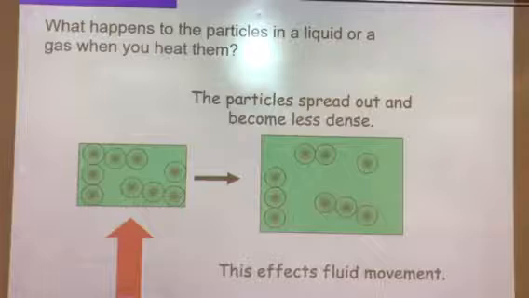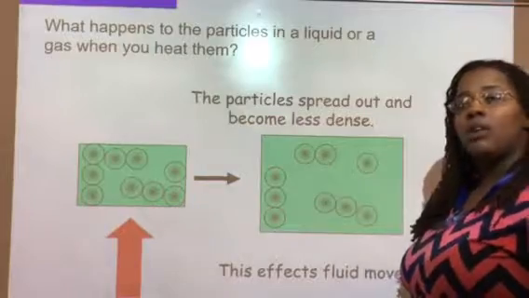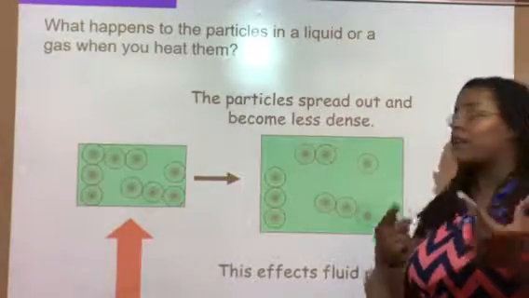Now, the other thing we're going to do is convection. What happens to particles in a liquid or a gas when you heat them up? Well, we have to put our phases back in our mind.